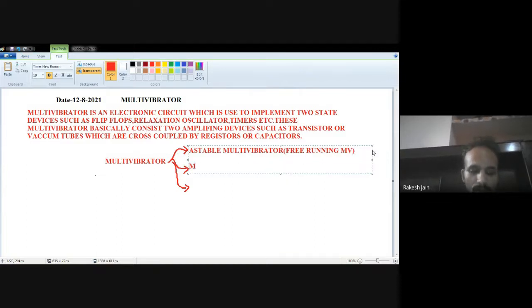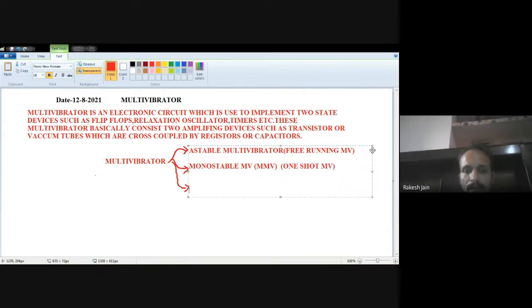Second one is monostable multivibrator. Let's write down MV for the multivibrator, so it is MMV. MMV for monostable multivibrator. Another name of this monostable multivibrator is one-shot multivibrator.